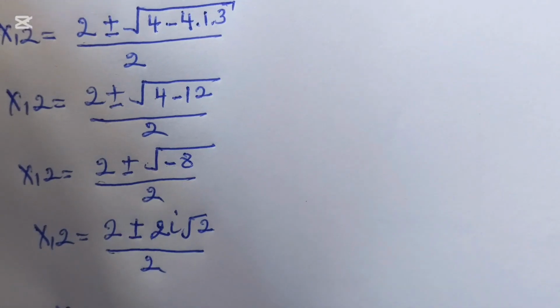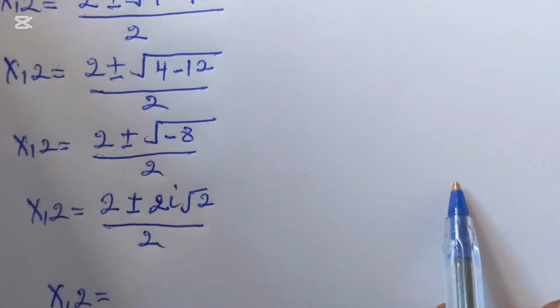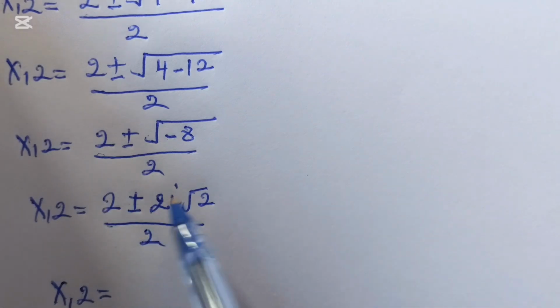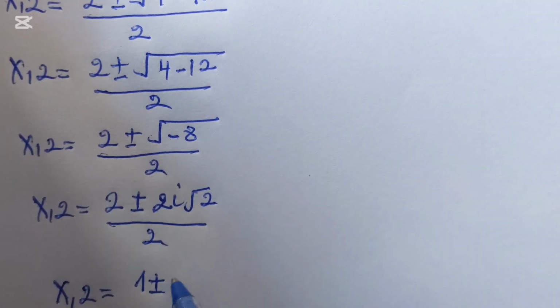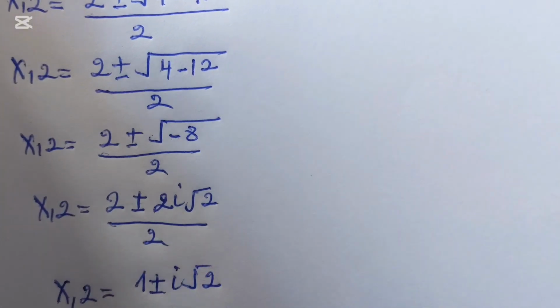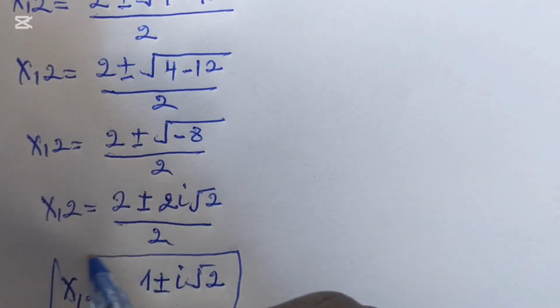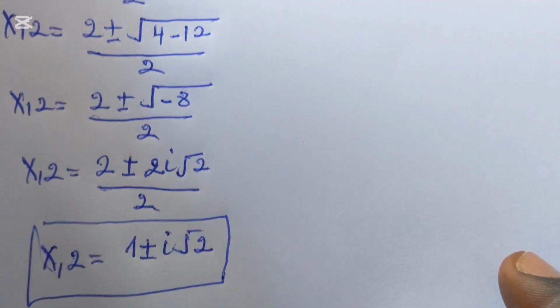Then our final solution x1,2 will be, by factorization of this one, 1 ± i square root of 2, as our solution.